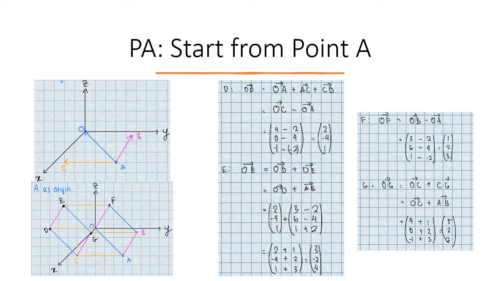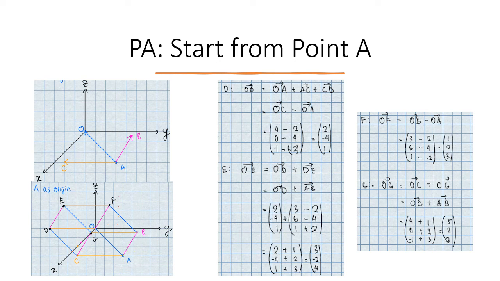Now for PA, again, same process. I start with the 3 edges, and then I try to construct the parallelepiped. Took some trial and error, but you'll get it eventually. Same thing that we did in D, E, F, and G in PO, and you will get each point. And then again, I'm just going to check randomly. For example, G.